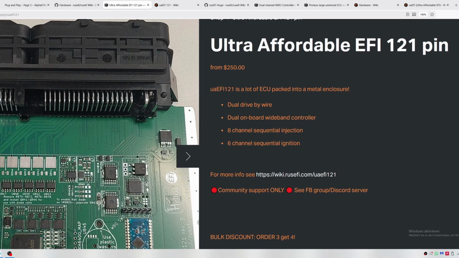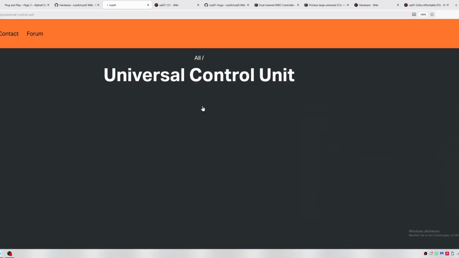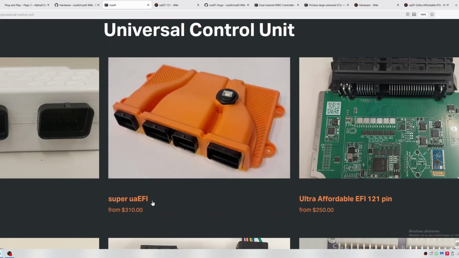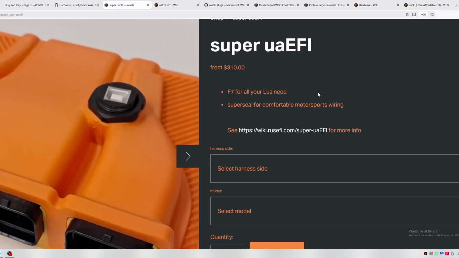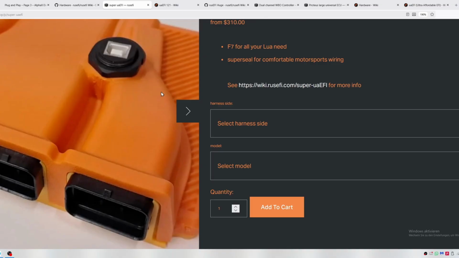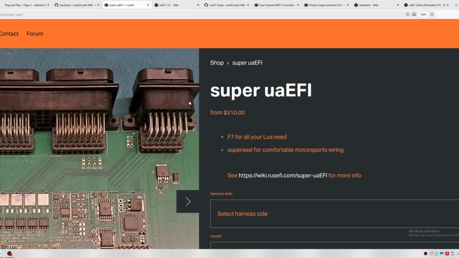Then going from the UEFI to the Super UEFI, there is one thing that's crucial for some people, because the Super UEFI actually has a different CPU, or processor, on board. It has an F7 processor, so that means you will have more resources for LUA scripting if you want to do that. It's not really something I'm familiar with, but some people may want to do that. And that's basically the only feature, plus the motorsport super seal connectors, which are very common on other ECUs also. You can see those here. And that is basically it.